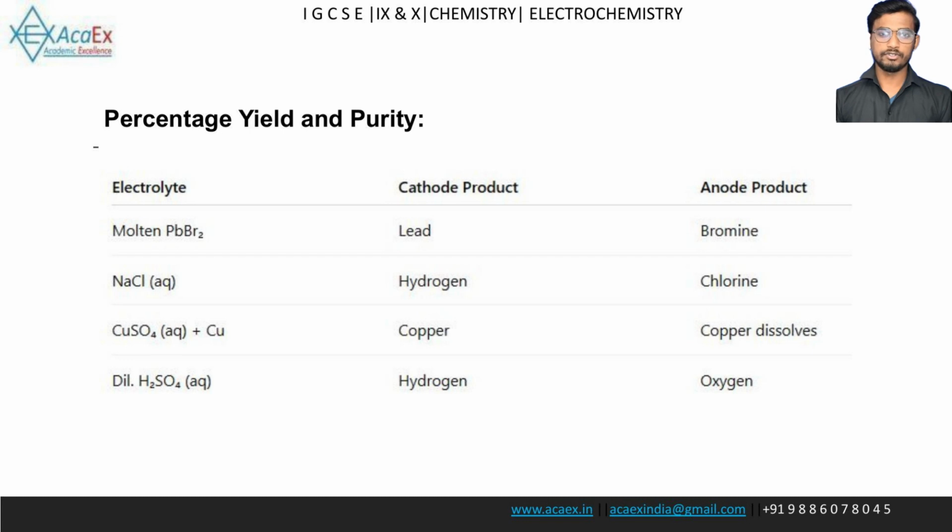For aqueous copper 2 sulfate, CuSO4 with copper electrodes, the cathode product is copper and at the anode the copper electrode dissolves. For dilute sulfuric acid, H2SO4, the cathode product is hydrogen and the anode product is oxygen.